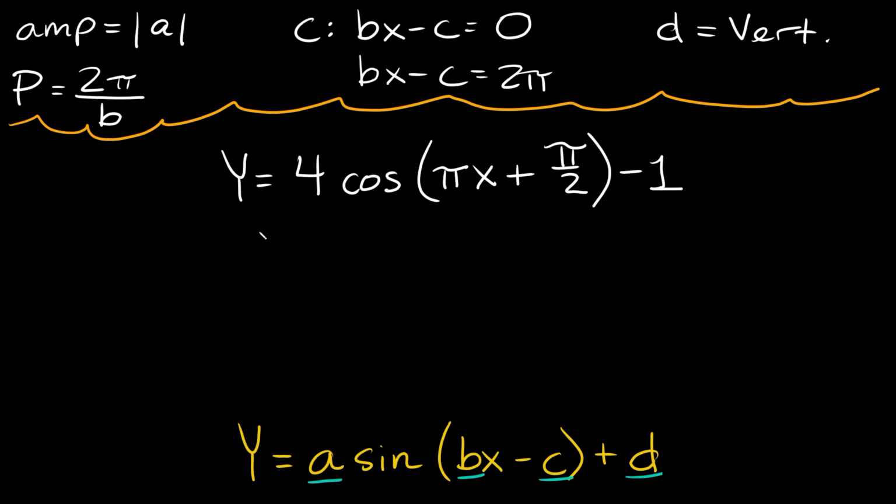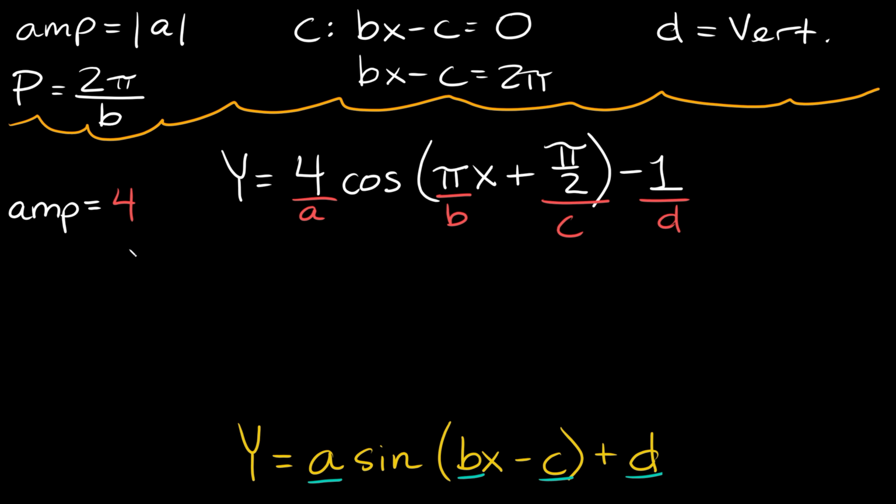All right, lastly, let's do this big ugly one right here. So we have y is equal to 4 cosine of (pi x plus pi over 2) minus 1. So again, let's just identify our a, b, c, and d, right? So this is our a, this is b, this is c, and this is d. All right, so that means starting with a, the amplitude is going to be equal to the absolute value of this number right here, which is going to be equal to simply 4.